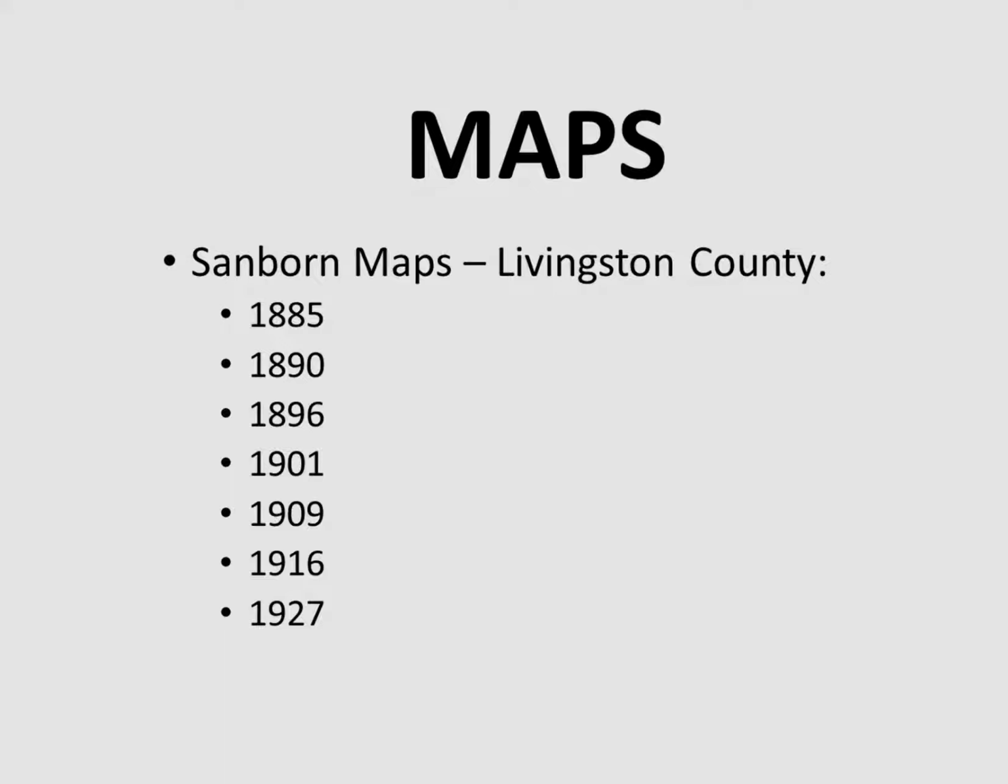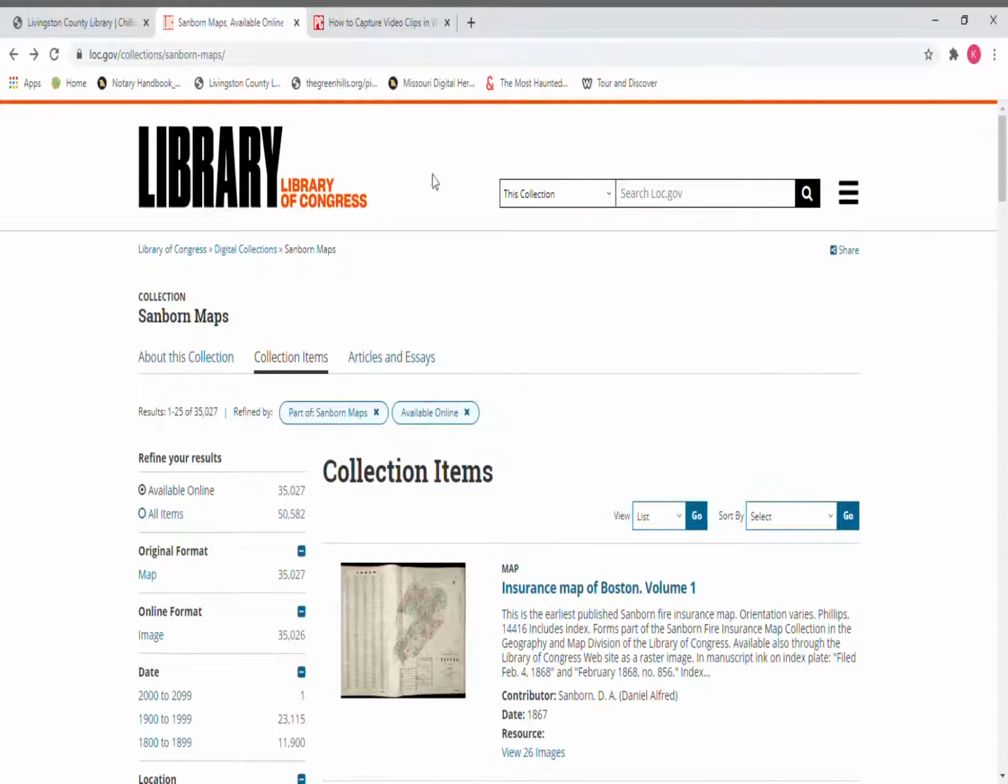The Sanborn Fire Insurance maps offer good information if your house happens to be in their coverage areas and in the years shown. For Livingston County, we have these following years. All but 1927 can be found online at the Library of Congress. For 1927, you'll just need to come into our library to look at it. For homes that are built later, you can still look and see what was on your lot prior to your house. Let's look at an example.